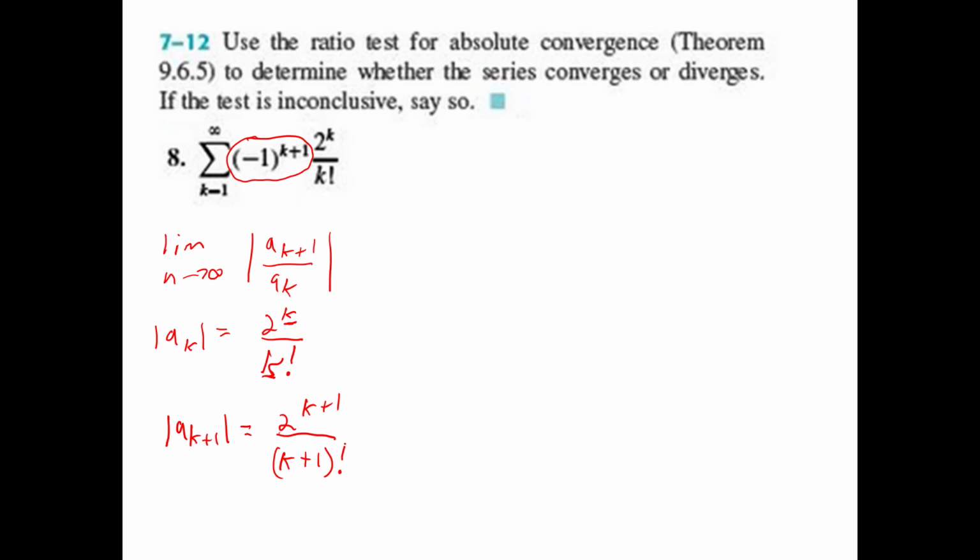Okay, so then when we go and take the limit, we're going to divide the a sub k plus 1 by the a sub k. No need for absolute values because we've already got them right here. And so then what you are going to get is 2 to the k plus 1 divided by k plus 1 factorial. And rather than dividing by the a sub k, we'll multiply by the reciprocal. So we will get k factorial over 2 to the k.